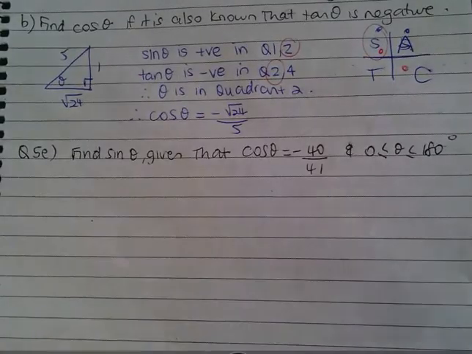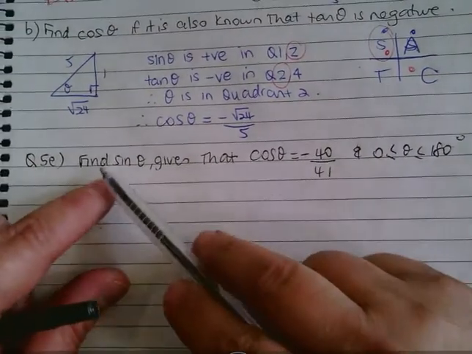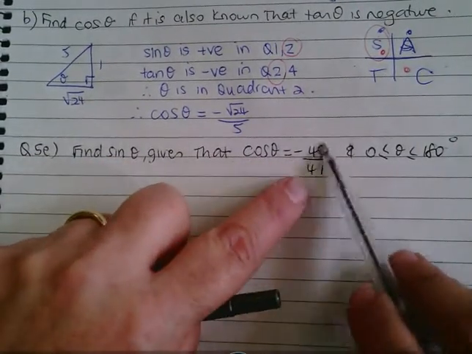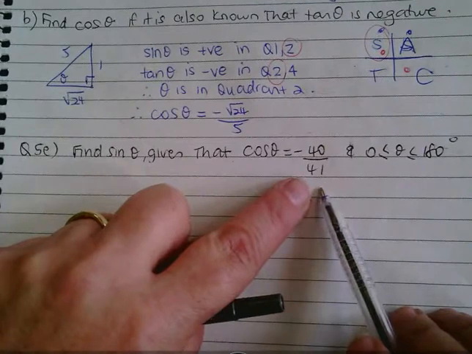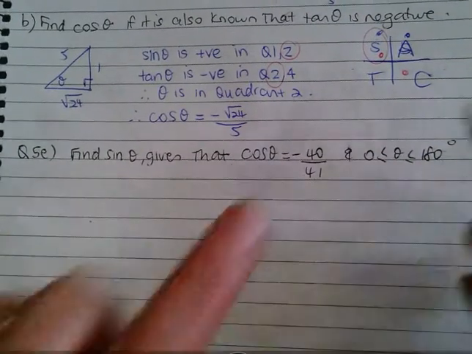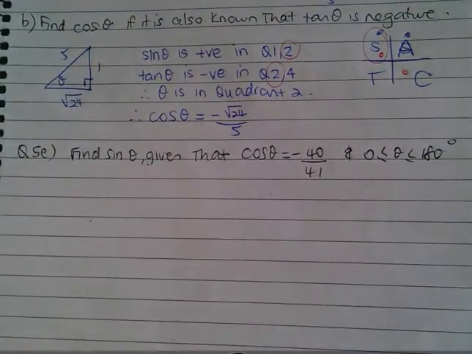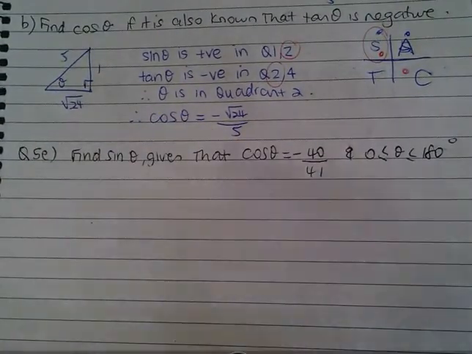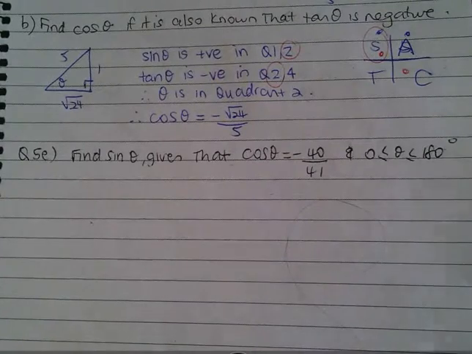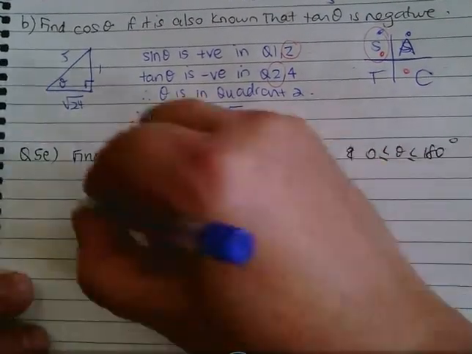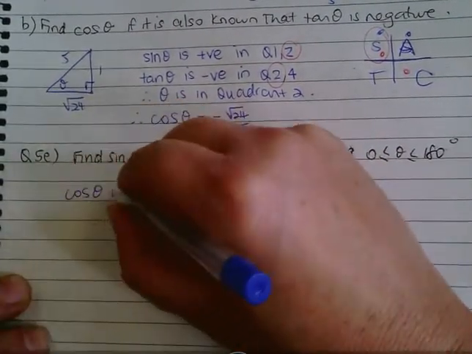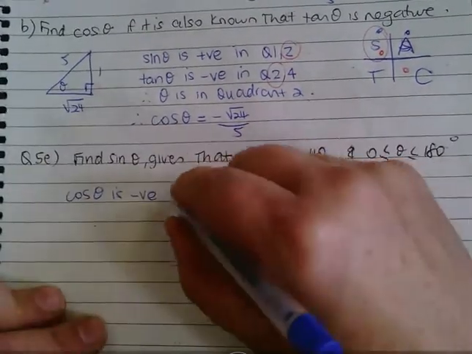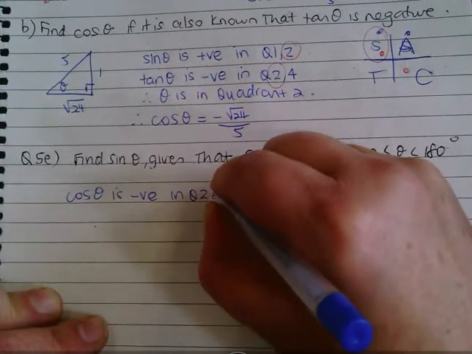We've been given 2 pieces of information. It says find sine theta given that cos theta is negative 40 over 41 and that theta lies between 0 and 180. All right, let's just draw a right angle triangle. Don't worry about the quadrant yet, or we can worry about the quadrant if we want. Tell me, where is cos theta negative? In quadrants 2 and 3.